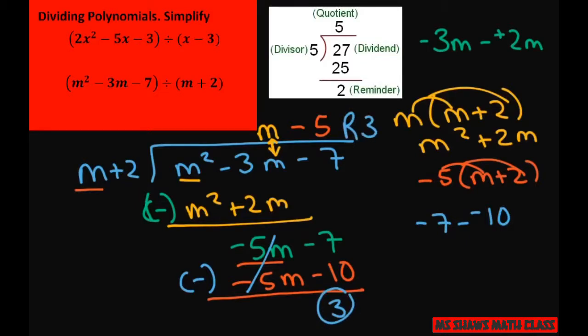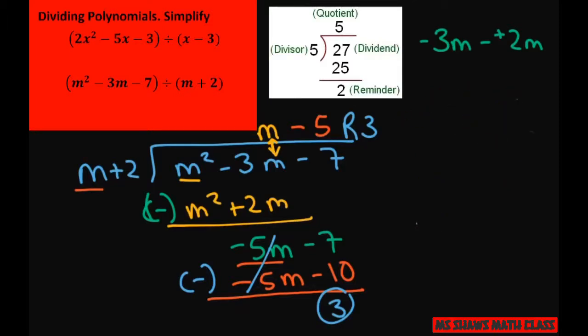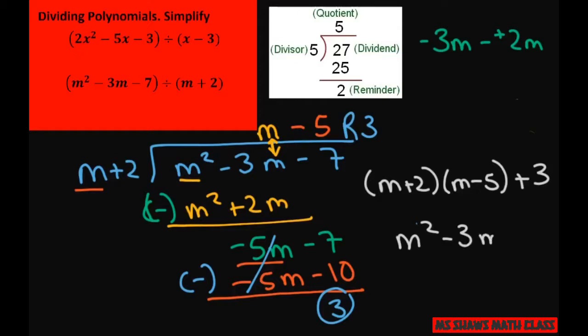And what this means is, I'm going to erase this here. What that means is that m plus 2, our divisor, times our quotient. Let me move this over. I apologize. Let me just scoot this over a little. M plus 2 times m minus 5 plus your remainder gives you your dividend, which is m squared minus 3m minus 7.